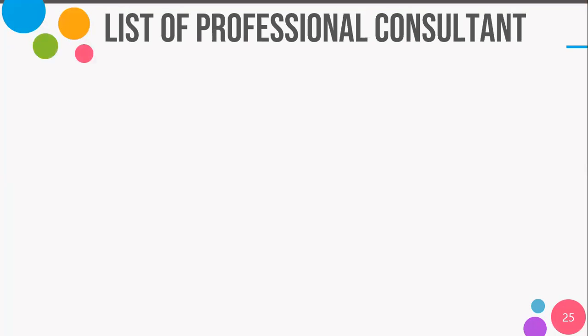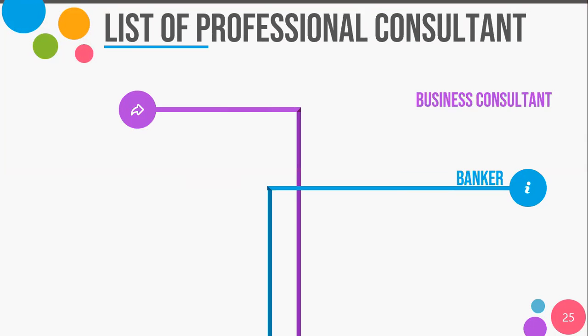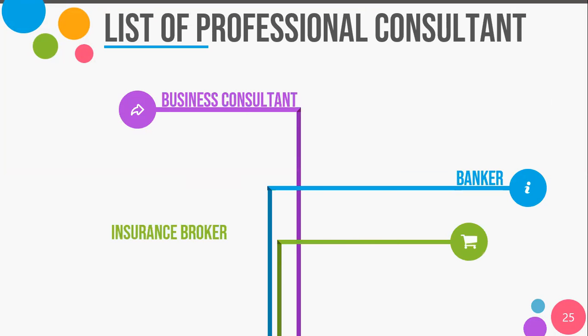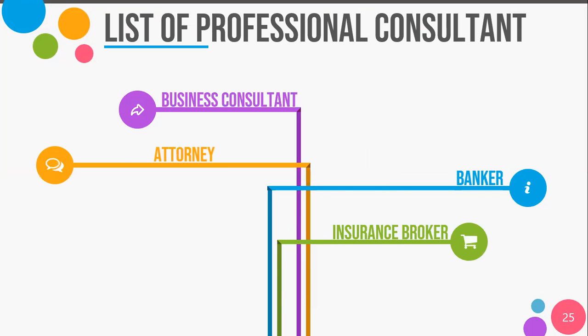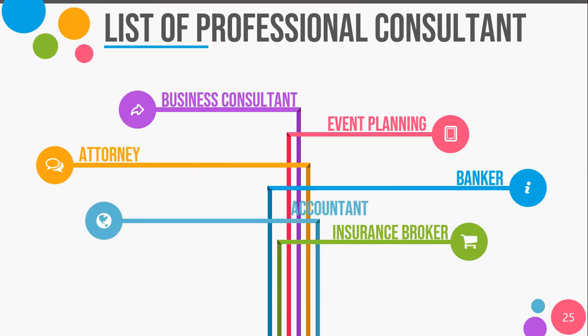Okay, so I will not go one by one, but you have to know that all of these people are professional consultants. They may be the vendor also. So first and foremost: insurance broker, banker, event planner, business consultant, attorney, and also accountant. Okay, so attorney is lawyer. The other name for lawyer is attorney.